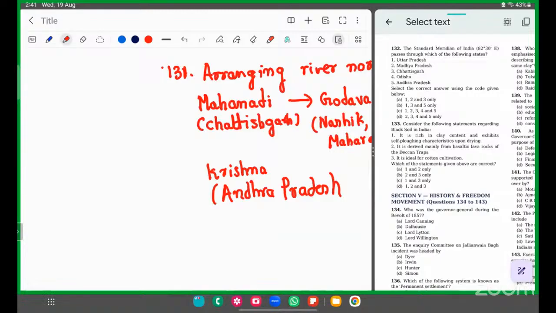Actually, we in India follow only one time zone, though it is divided. So that line passes through. It is slightly on the eastern side, not in the middle, slightly from the middle to the eastern side. So the states which it passes through are Uttar Pradesh, then Madhya Pradesh, Chhattisgarh, Odisha and Andhra Pradesh. So all are coming. So the answer will be C.